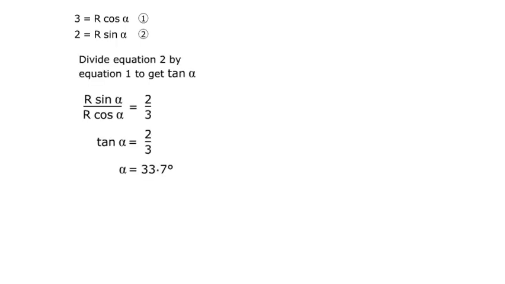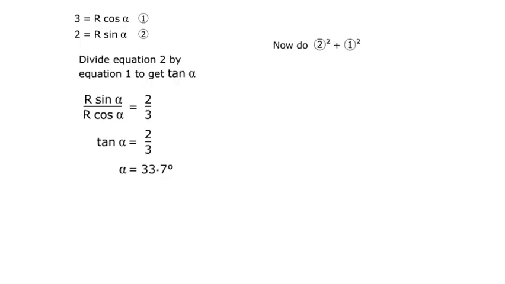So we can divide them first of all. If we divide them, the r's will cancel out. Obviously you need to make sure you write the one with the sine on the top so that you can say sine over cos equals tan. And then you can do shift tan on the calculator to get an alpha value.